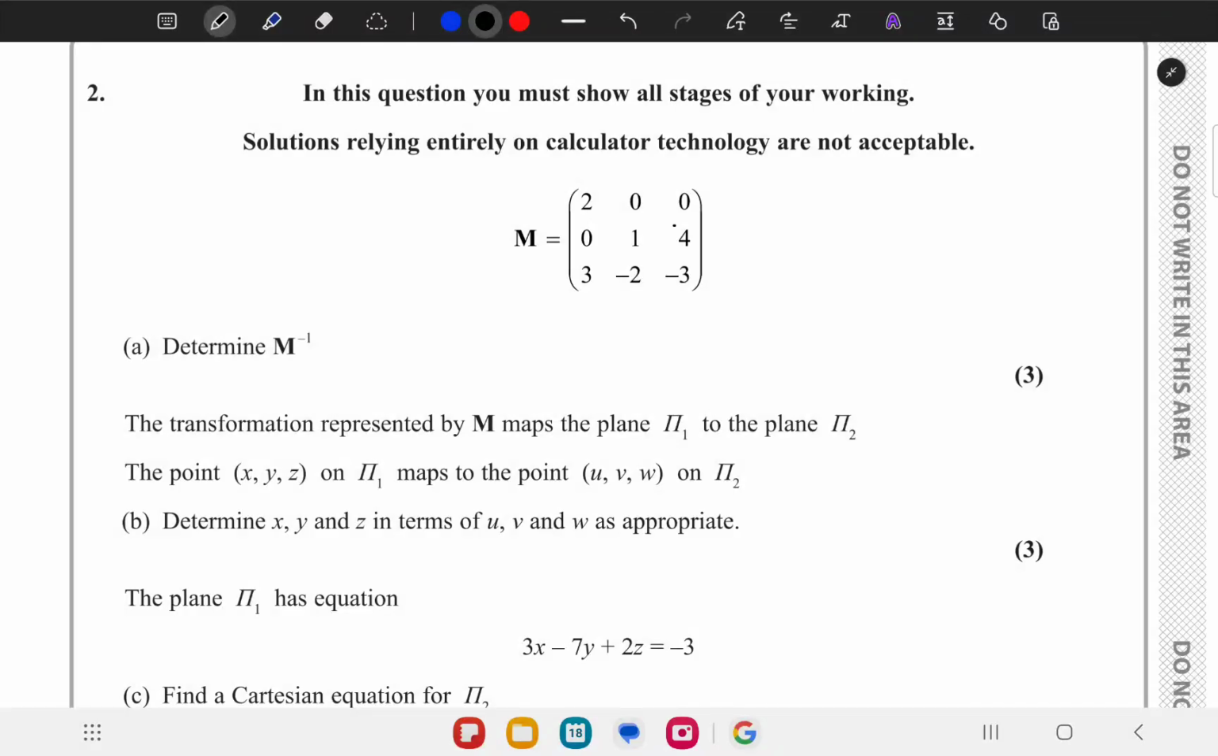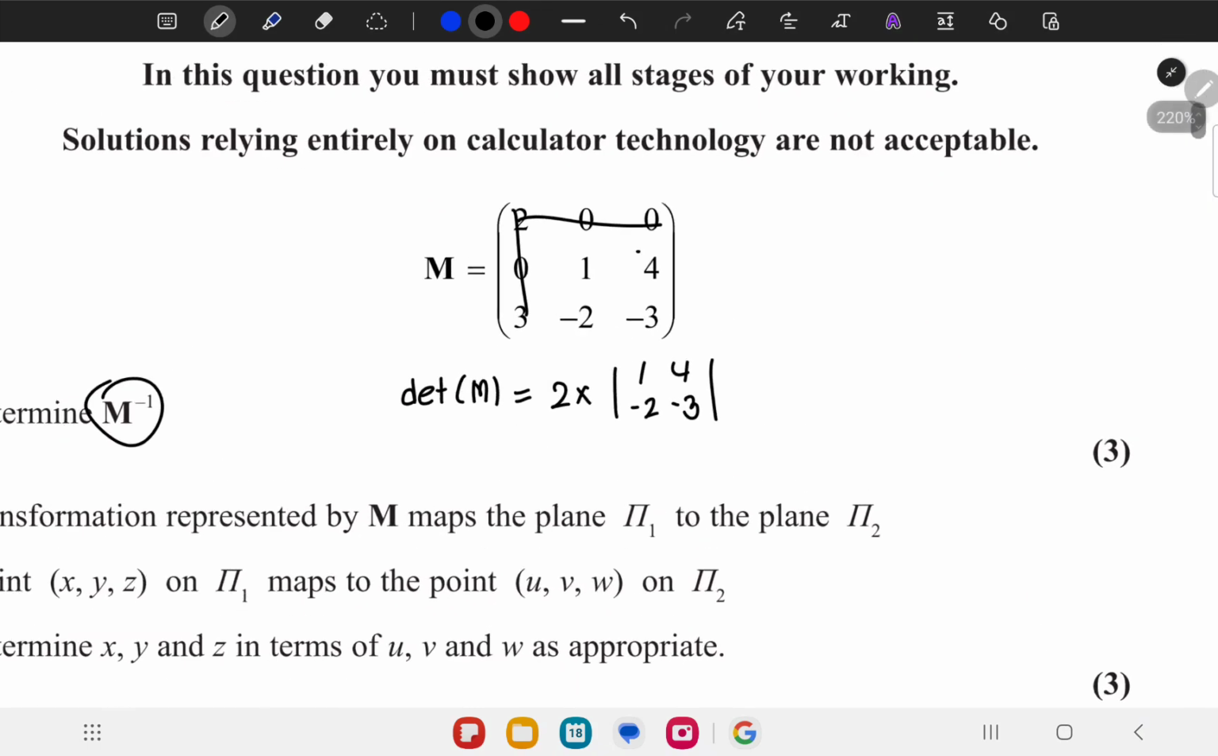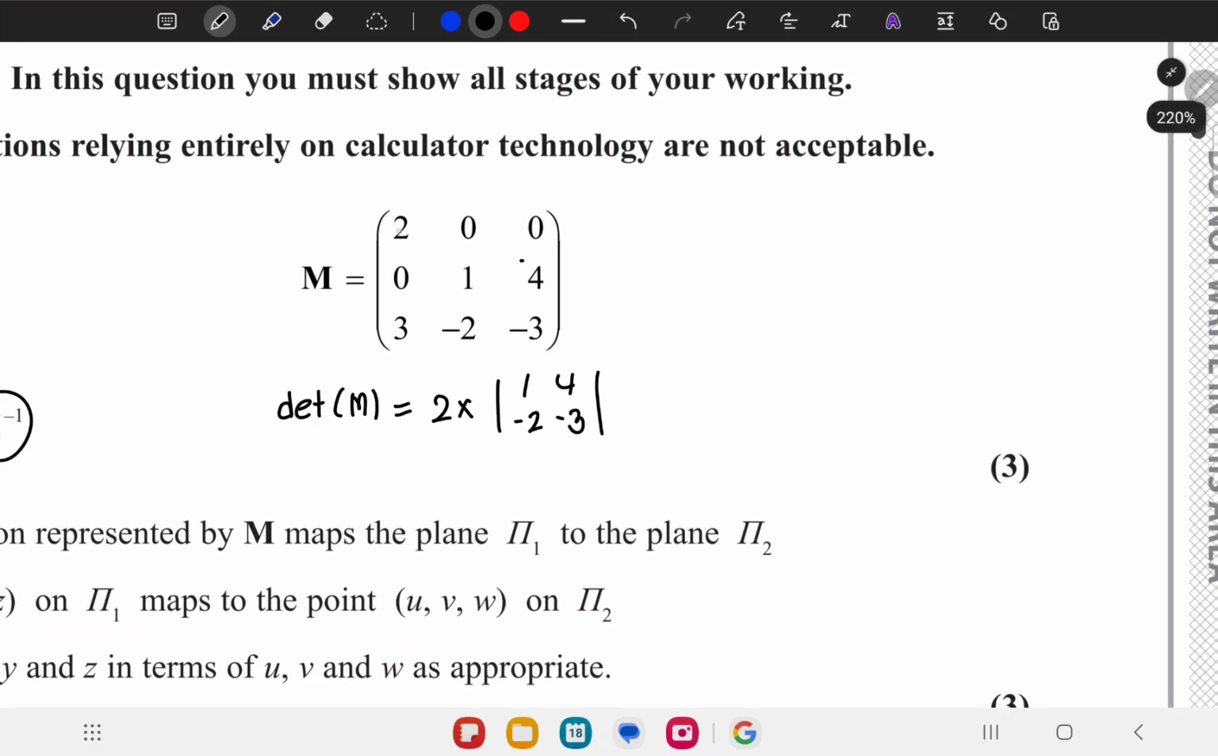In question 2, the first question asks us to find the inverse of this 3 by 3 matrix. So at first we'll find the determinant of this matrix M. To find the determinant, I do 2 times the determinant of this 2 by 2 matrix, by cancelling out the row and column that 2 is in. So this part only.